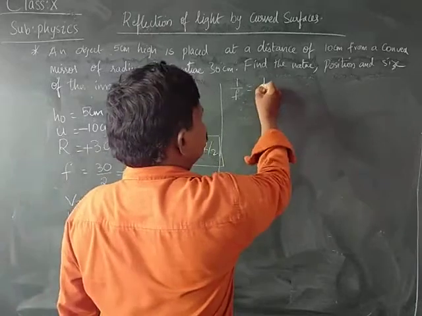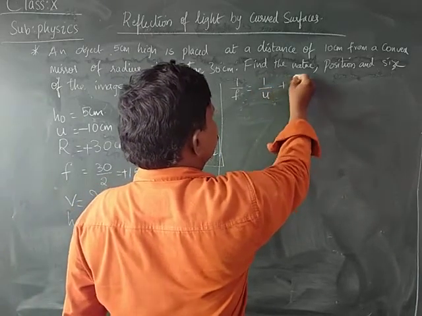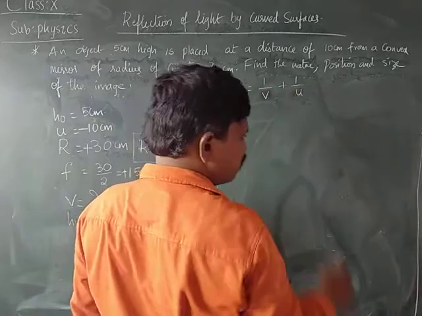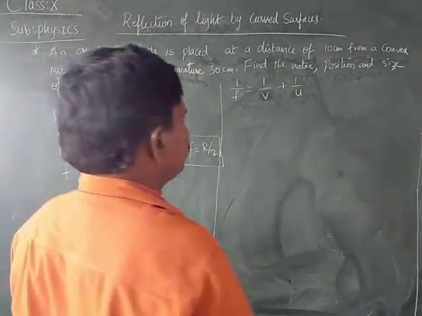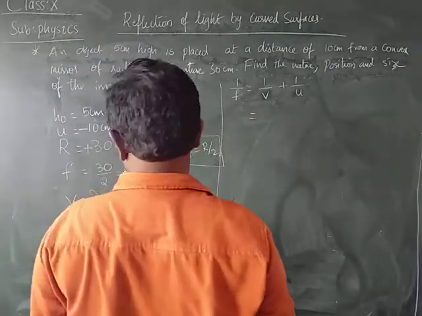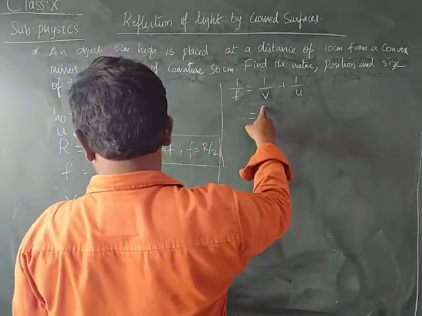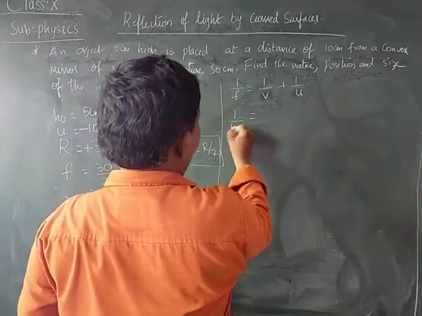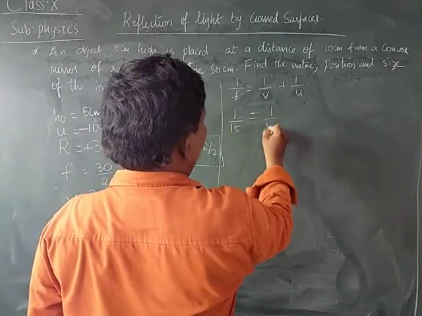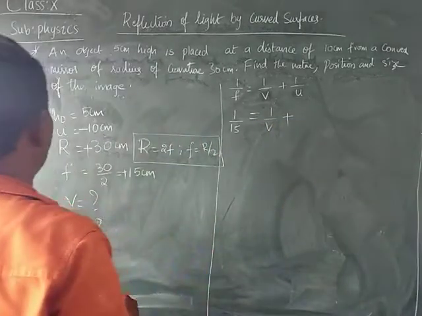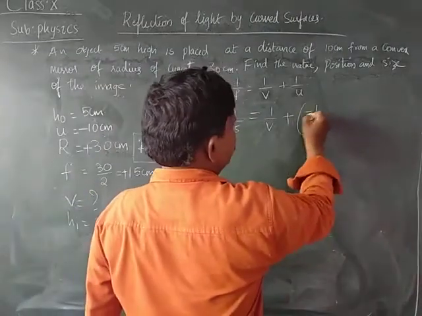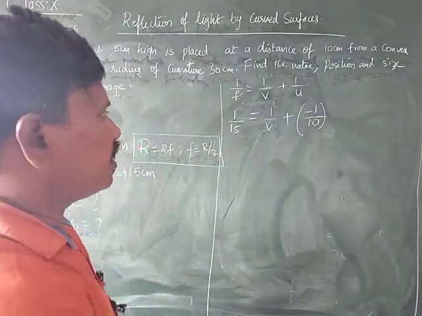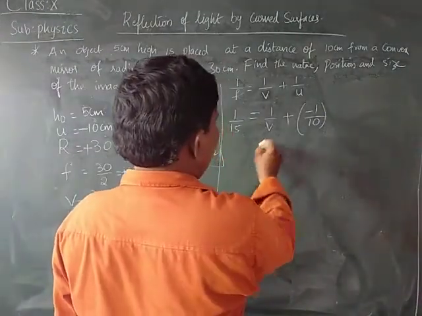The mirror formula is 1 by F is equal to 1 by V plus 1 by U. Here V we don't know. F is 15. So 1 by 15 is equal to 1 by V plus 1 by U. U is minus 10, so minus 1 by 10. Normally we won't write the minus in the denominator place. Therefore we will write it as minus 1 by 10. We want the value of V.